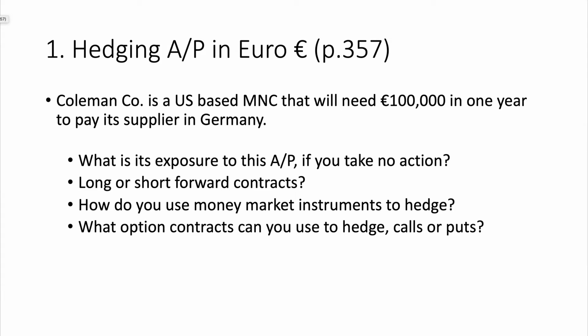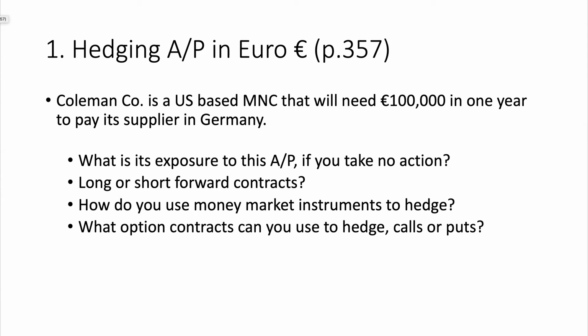Coleman Company is a US-based multinational firm. They need 100,000 euro in a year's time to pay off its accounts payable, to pay their suppliers in Germany, for example. Here are 4 questions about this management situation.